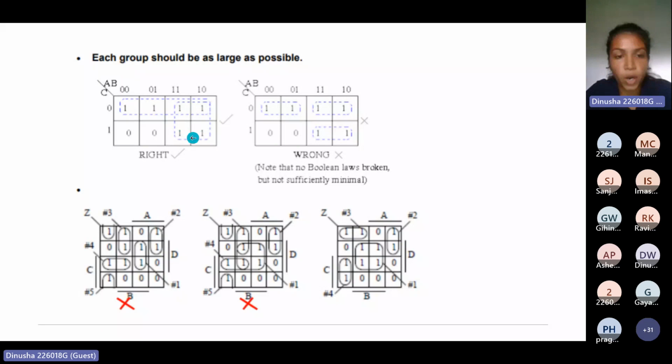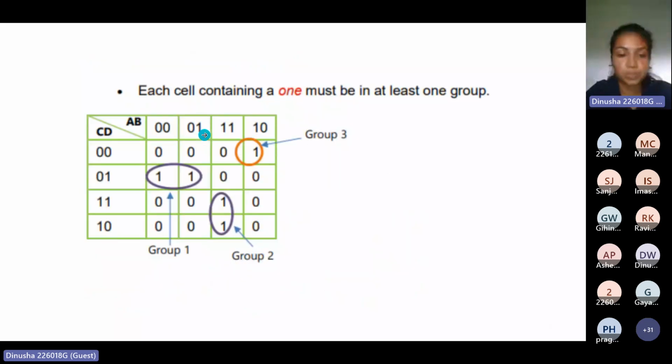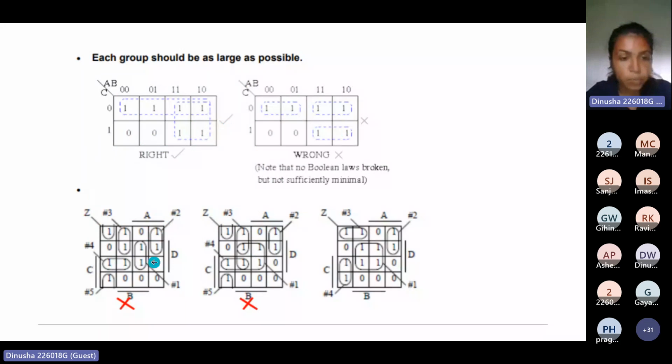We can group this by 2. We can group this like this: 2 ones, 2 ones, 2 ones. But here we can group these 4 ones together as one group. So we must group the cells as large as possible. Here we can't group like this, because we can group these 4 cells together, and we can't group like these 2s.